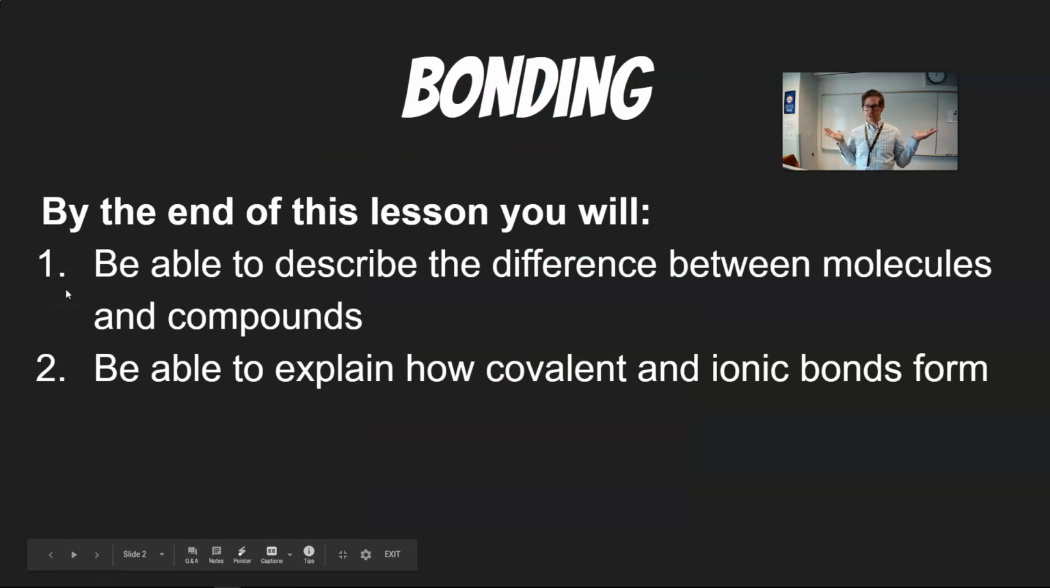Okay, what are we talking about today? Today, we are trying to learn how to describe the difference between molecules and compounds, and also to explain how both covalent and ionic bonds form. These are types of bonds, types of ways that atoms can join together.